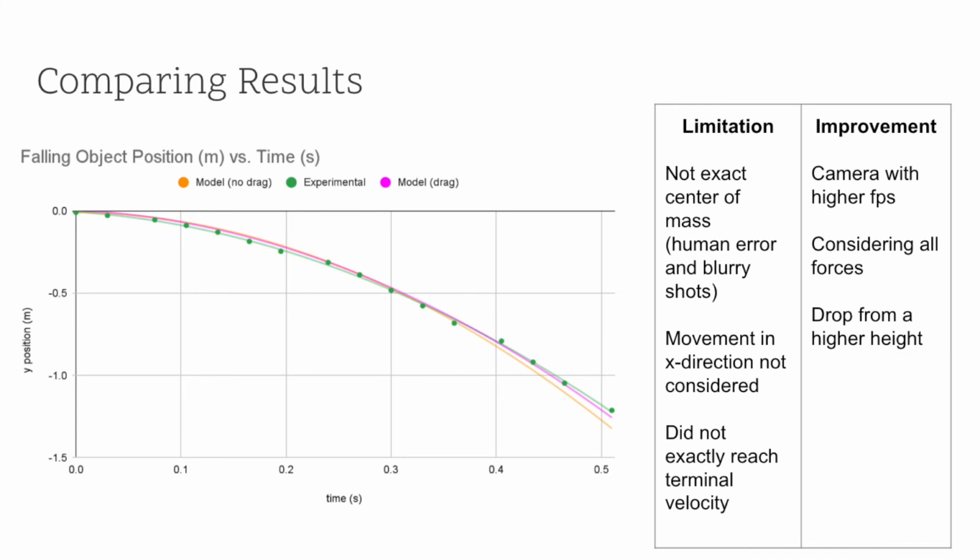As you can see, the general shape of all the trend lines had the same curve. The orange model without drag overestimated where the scrunchie's final position would be. The pink curve considered the drag force, and its final position is closer to the experimental data's.